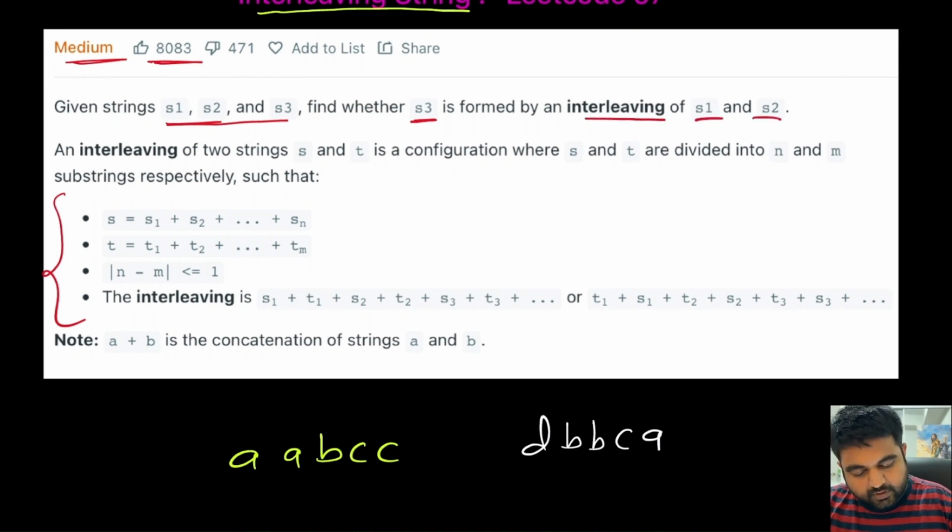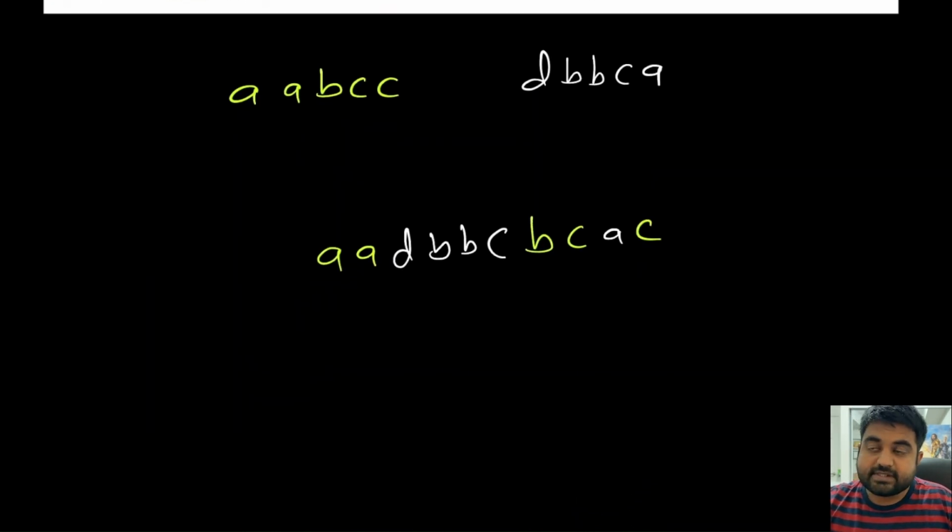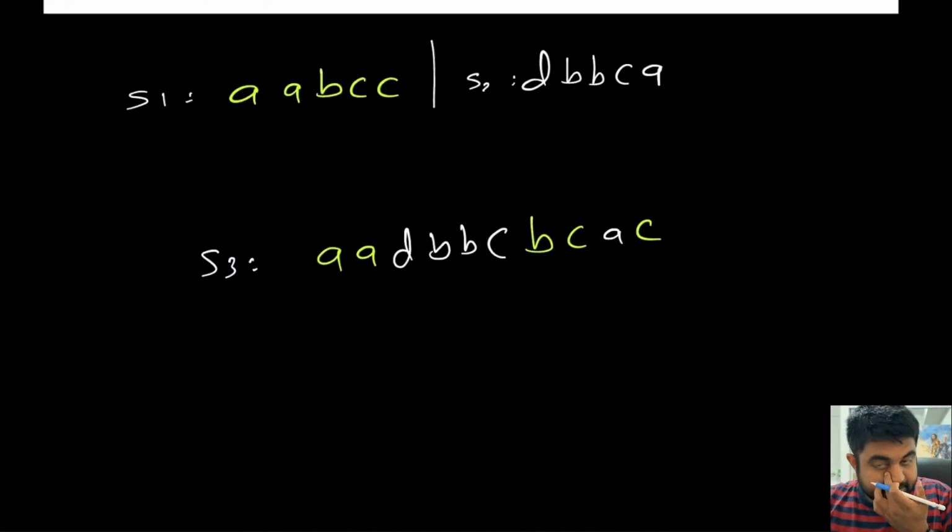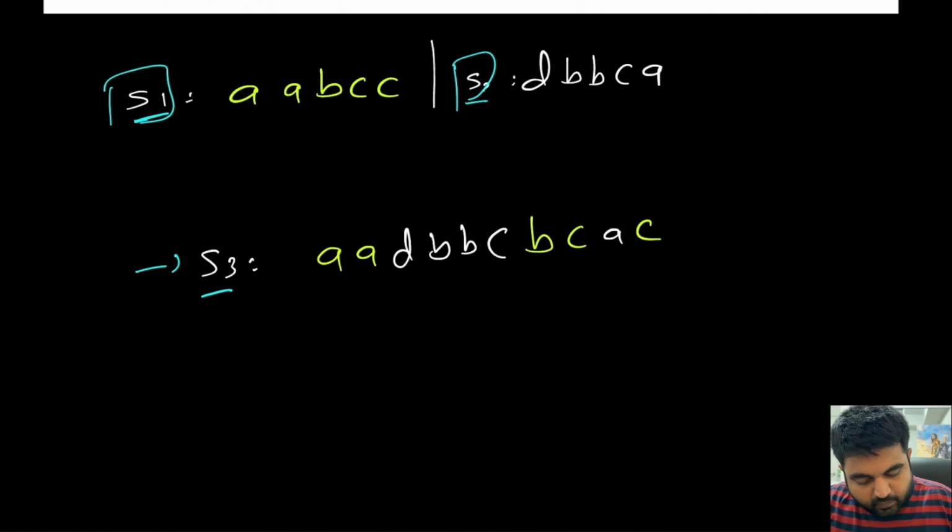If you want, you can go ahead and read all of this description. If not, let me give you a quick simple example. We can notice that currently the entire S3 can be created using the characters in the same sequence that they are present in S1 and S2. So let's take it one by one. We have this character A. So we can take A from S1. So we use this one. Same way we use A. So we also use this one.